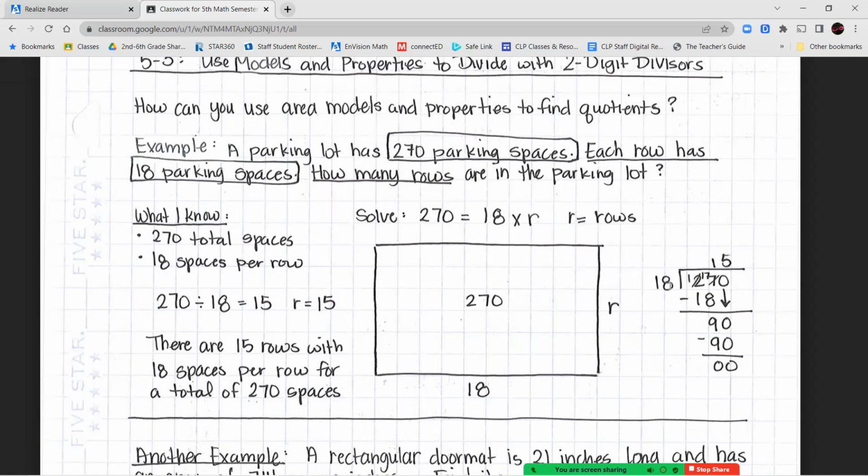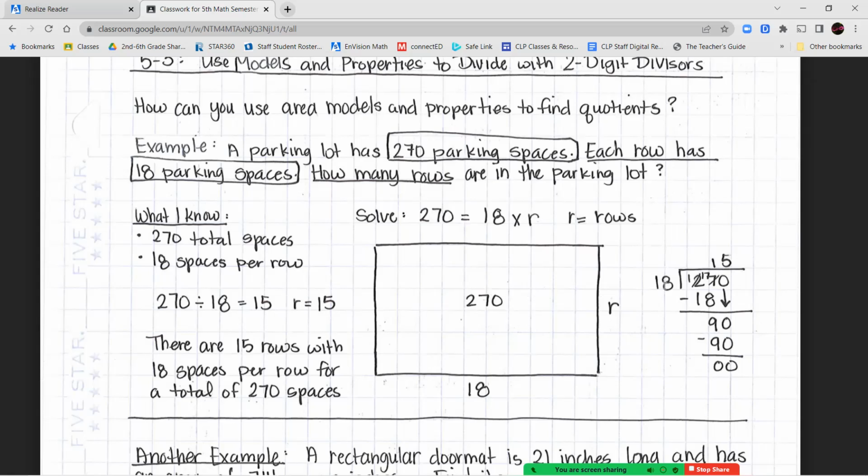There are no groups of 18 in 2. There's only one group of 18 in 27, right? So I'm going to use 27, and I put 1 above the 7. I put my partial quotient above the last digit that I used. So there's one group of 18 in 27. I did 27 minus one group of 18, which left me with a remainder of 9. Then I dropped my next digit, which was a 0. Now I have 90. How many groups of 18 are in 90?